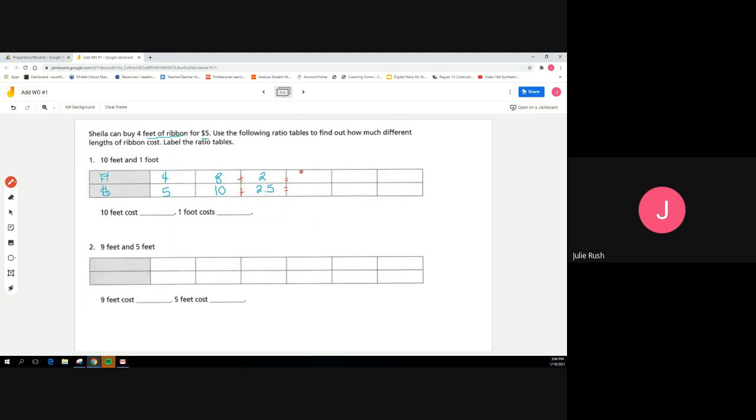And so 10 feet of ribbon costs $12.50. And I got that, right? Because I added 10 plus 2.5 and 8 plus 2. Now, to go down to 1 foot, I'm just going to divide by 10 here. And when I divide this number by 10, it's going to push this decimal to the left. So my new number is 1.25. And that makes sense, right? $1.25 for 1 foot of ribbon. So 10 feet costs $12.50. 1 foot costs $1.25.